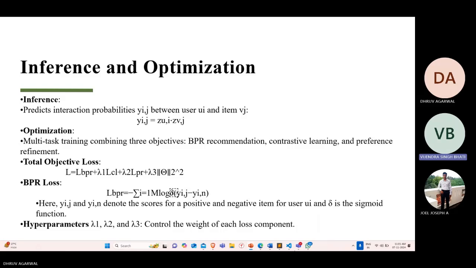The total objective loss is given by the expression L equals L BPR plus lambda 1 LCL plus lambda 2 LPR plus lambda 3 modulus of theta squared. The BPR loss function used for ranking is defined as L BPR equals minus summation log sigma of yij minus yin, where yij and yin are scores of positive and negative items respectively, and sigma represents the sigmoid function. This multi-objective optimization framework enables the model to learn user item interactions more effectively, thereby enhancing recommendation and refining user preferences.